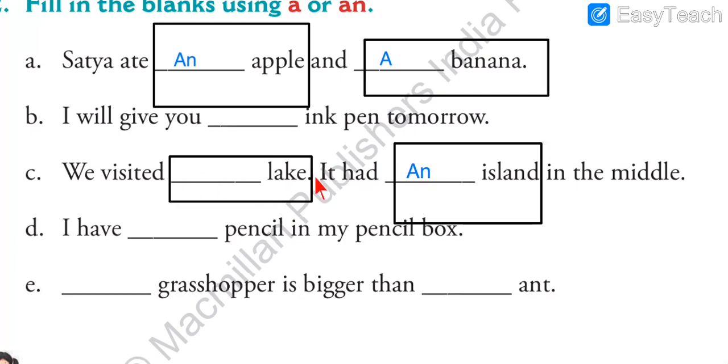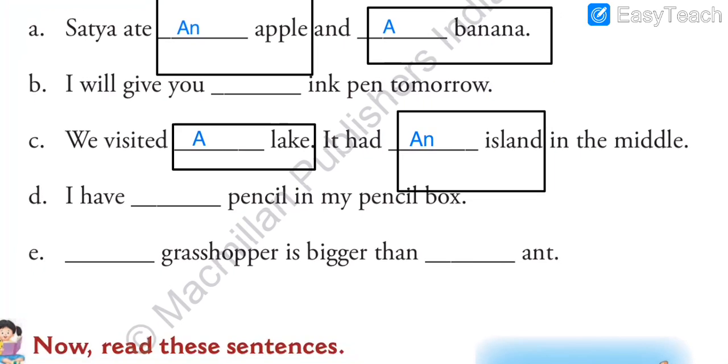Now, what about this one? The word is lake, L-A-K-E, lake. So lake, is L a vowel? Just try to remember A, E, I, O, U. Nowhere can we see L in the list of vowels, isn't it? So what do we have to put? Yes, excellent. I know by this time you might be shouting the answers at your places. A, exactly. So how will the sentence be? We visited a lake. It had an island in the middle. Correct? Excellent. I know that by now you might have mastered this.